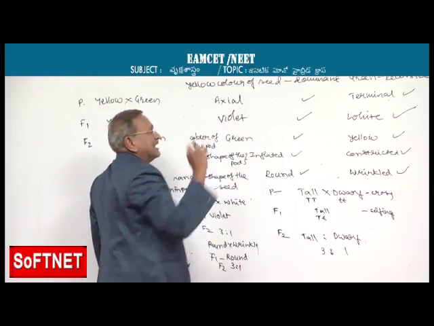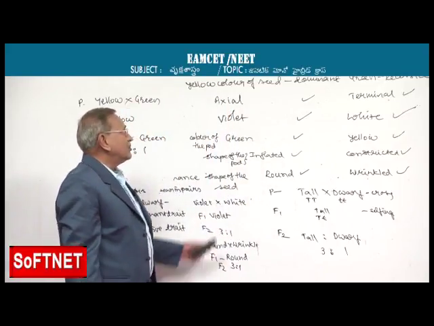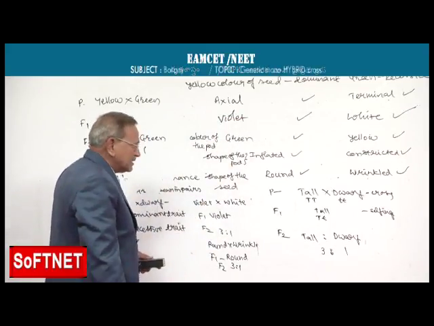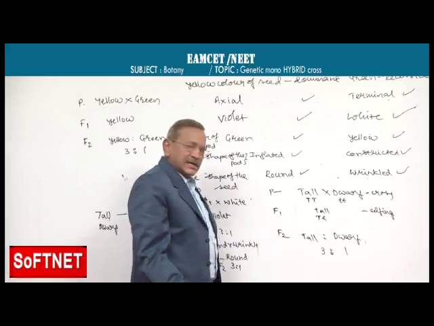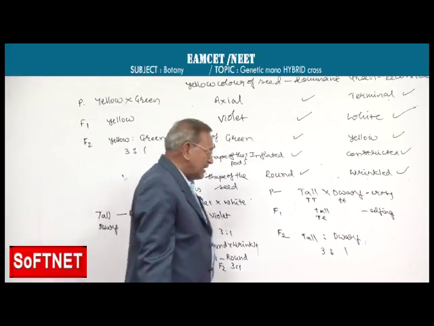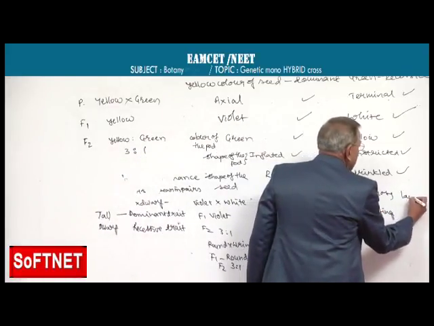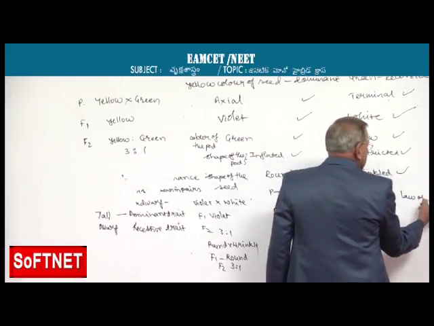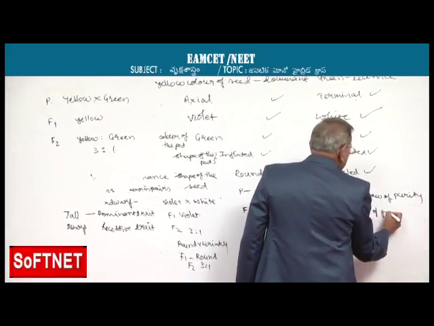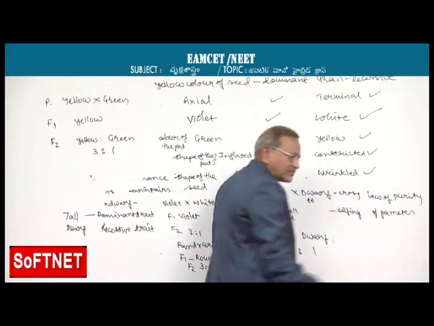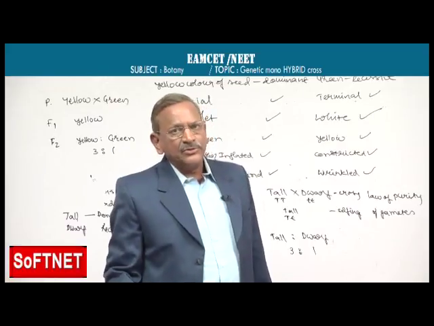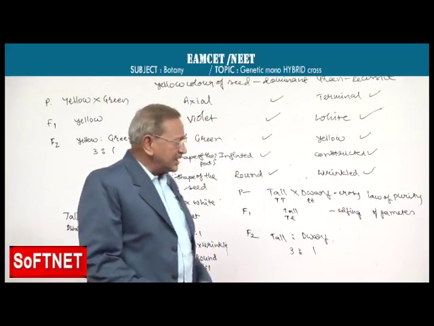In F1 only violet, and in F2 we have both violet and white, not any kind of intermixing. So this points to another fundamental aspect, the law of purity of gametes. The first principle is the law of dominance, whereas the law of purity of gametes is the second principle.